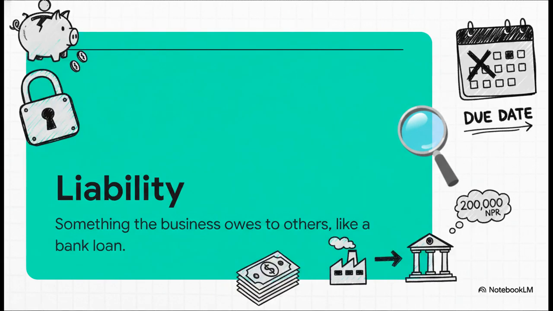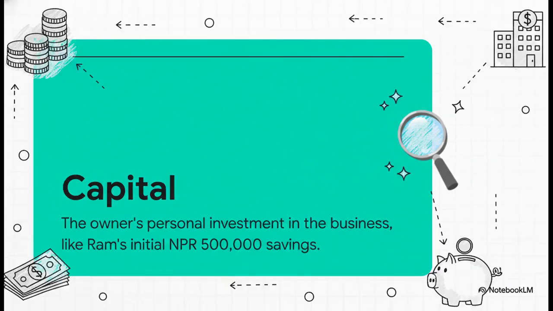Okay, next up, liabilities. If assets are what you have, liabilities are what you owe. These are the debts the business has to pay back to someone else. For Ram, the big one was a 200,000 rupee loan he got from the bank to get up and running. And the third piece of the puzzle is capital. This is the owner's skin in the game. It's the personal money they invest in the business. In this case, it was the 500,000 rupees from Ram's own savings that he used to kickstart the whole thing.